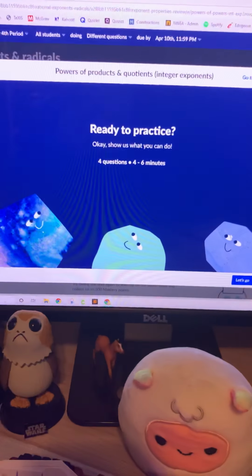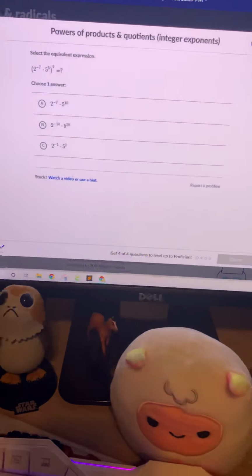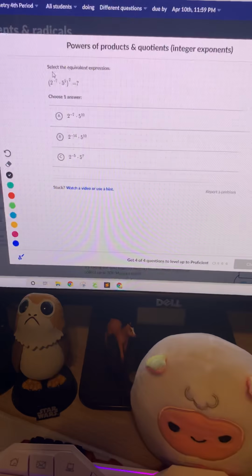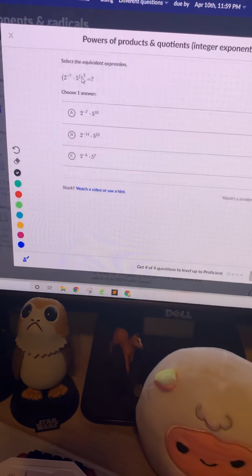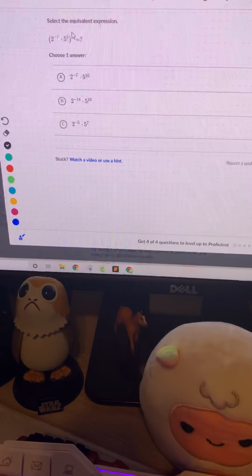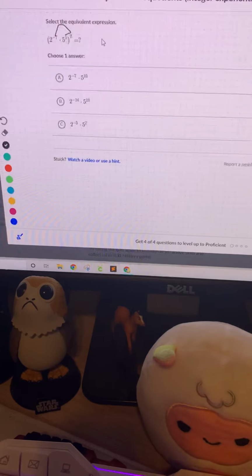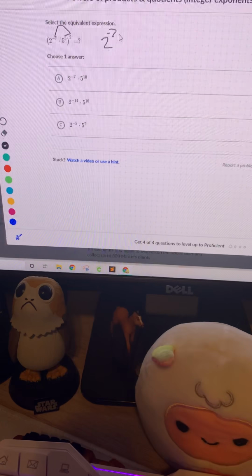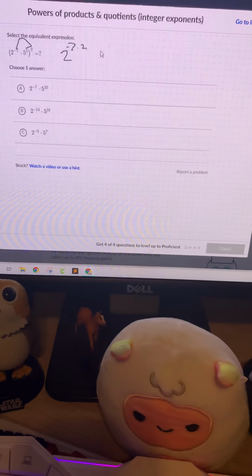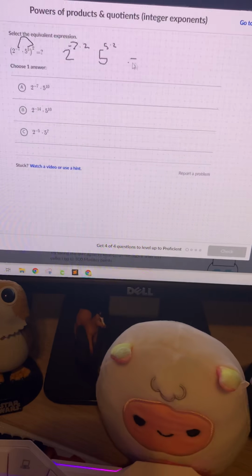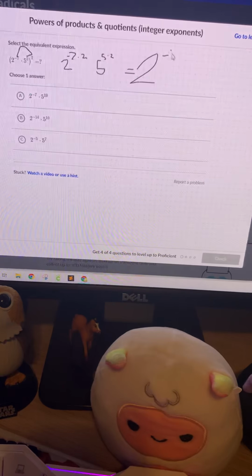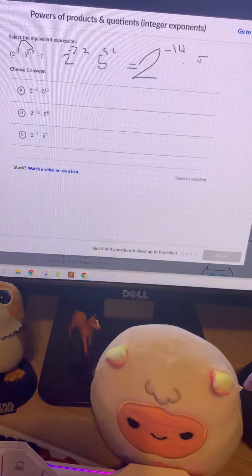So what I'm going to do is I'm going to start this one and do a couple examples for you here. So turn on the writing. So we got this one. It says select the equivalent expression. So I've got 2 to the negative 7 times 5 to the 5th with a 2 on the outside. So basically I'm going to give this 2 to both of those. So I'm going to have 2, and I'm going to do negative 7 times 2. Then I'm going to have 5, and then the exponent's 5 times 2. That's going to be 2 to the negative 14 times 5 to the 10th.